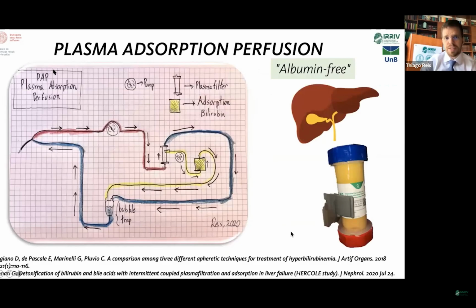Another treatment is the PAP, plasma adsorption perfusion, which is albumin-free. You don't need to replace albumin to the patient.